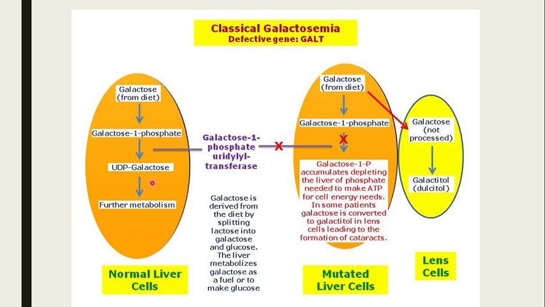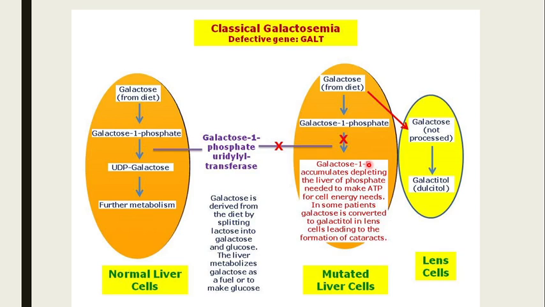This is what is missing, and with this also there will be accumulation of galactose 1-phosphate and of course the galactose in your blood, resulting in these different diseases that we could see in your cataract patients.